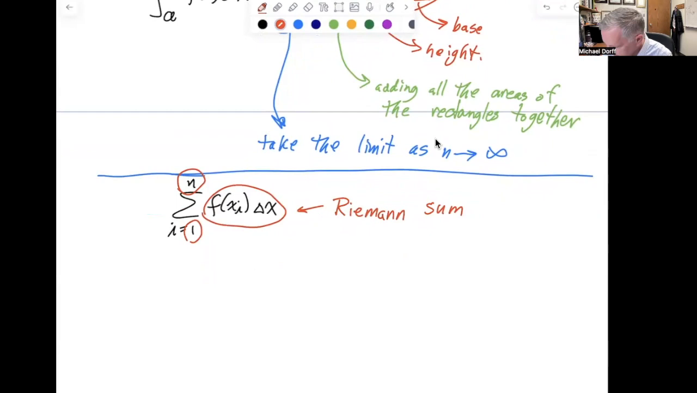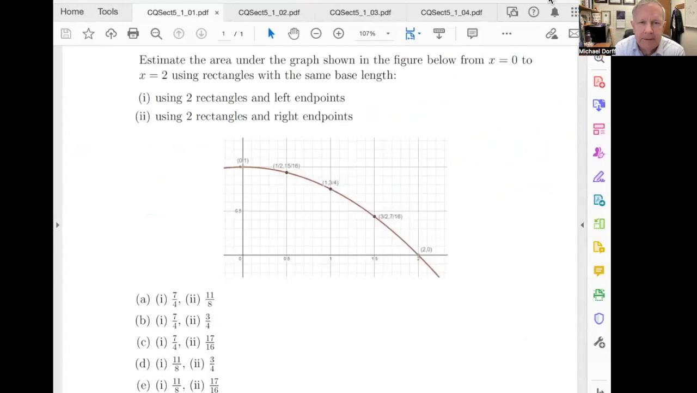Okay, so let's use this idea to look at some example problems. You're supposed to estimate the area under the graph shown in this figure below, where x is going from 0 to 2, using rectangles with the same base length. Use two rectangles and the left endpoints. What is the estimate for the area under the curve?